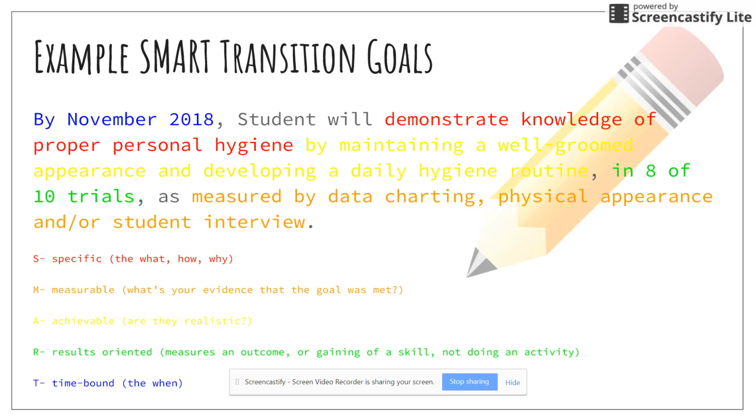Results-oriented shows a measured outcome. So an 8 of 10 trials. This is showing that this is not just an arbitrary goal. They will do so in a matter of 8 out of 10 trials. It shows results. And then finally, time bound. This is when? By November 2018, so by the next annual review, the student will have to have done this.